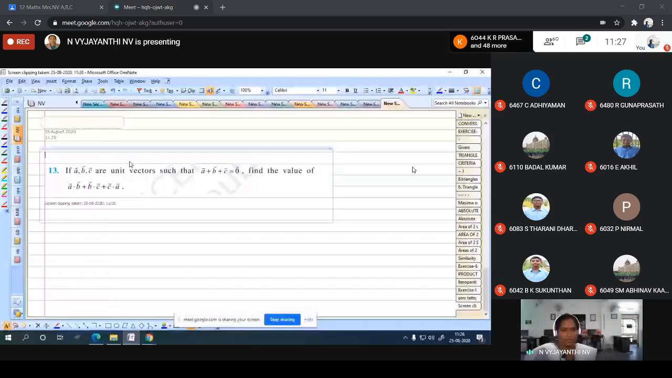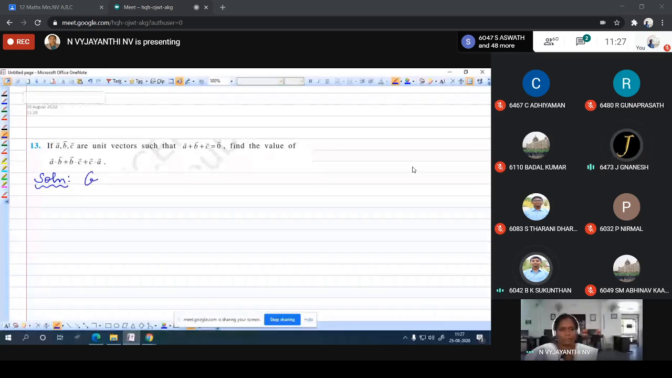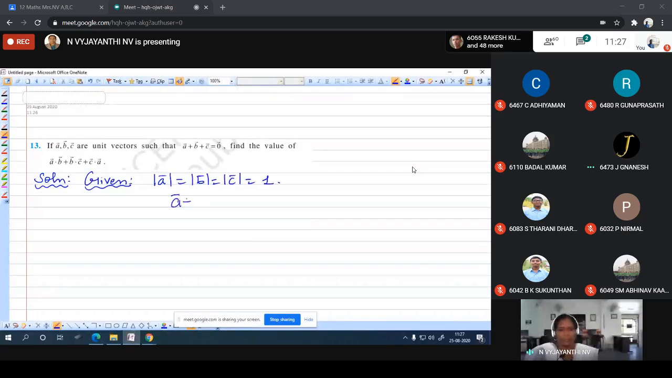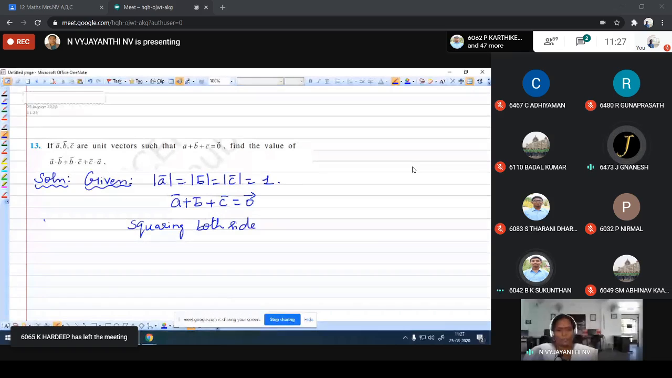Sum 13. What is given? The magnitudes of A, B, and C are 1, and also A plus B plus C is equal to the zero vector. They're asking for A dot B, B dot C, C dot A. In this case, we should consider squaring both sides. Squaring both sides, what will you get? A plus B plus C the whole square equal to 0 square.